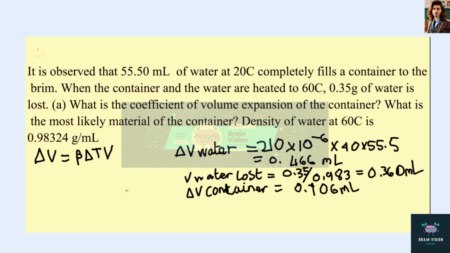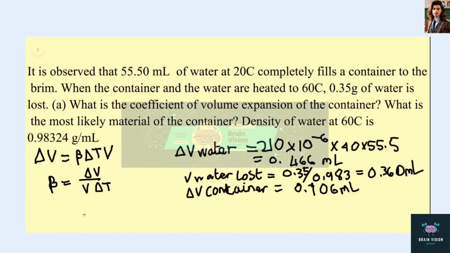So now, rearranging this, because we've got to find the coefficient of volume expansion here. So beta is equal to delta V divided by V delta T. And we now know all of this for the container. So delta V is simply given by 0.106 here. V is given by 55.5. And delta T is given by 40.